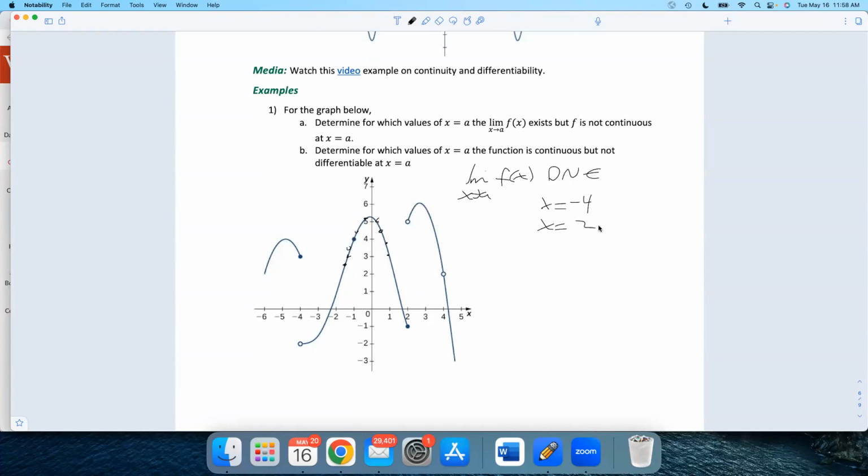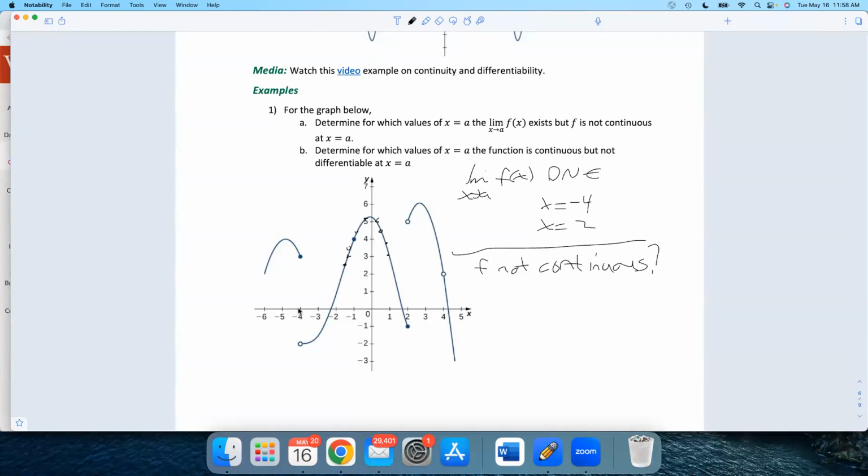Okay, so those are the places where the limit doesn't exist. Where is f not continuous? A function will be discontinuous if, or let's say it this way, 3 things have to happen. The function has to exist there. There's got to be a solid dot somewhere. The limit has to exist. And the limit and the function value have to be the same thing.